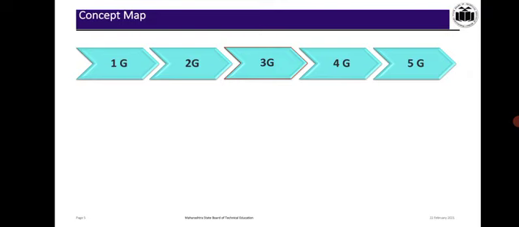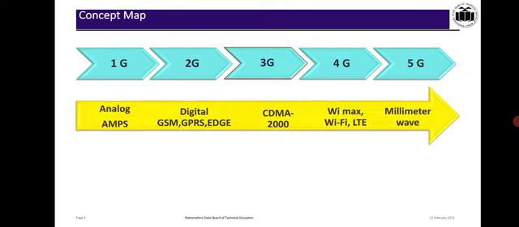Concept map. The concept map shows the first generation to the fifth generation. The first generation, 1G, mobile wireless communication network was analog and used for voice calls only. The second generation, 2G, is a digital technology and supports text messaging. The third generation, 3G, provides a higher data transmission rate, increased capacity, and multimedia support.